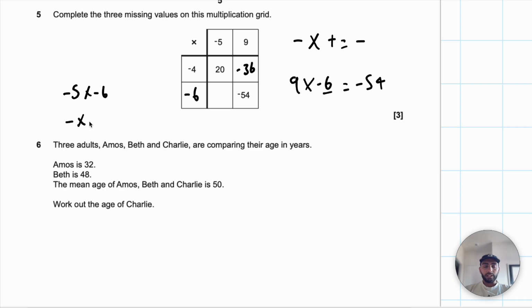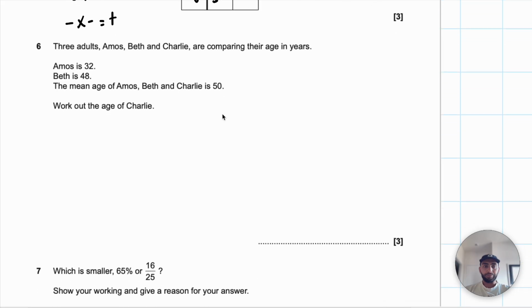I've got 2 negatives that are multiplied by each other, so I'm going to end up with a positive answer, and 6 times 5 is 30.